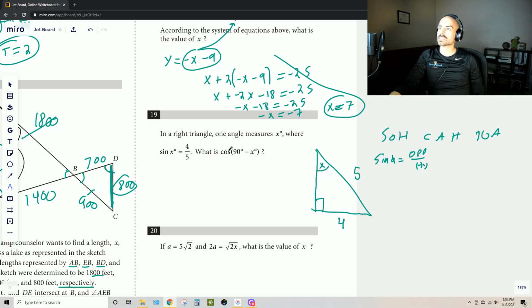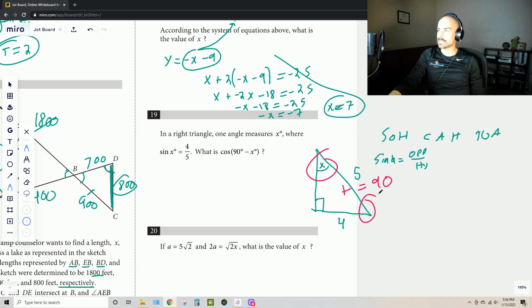So what they're asking for, what is the cosine of 90 minus x? That's fancy for, well, if this is 90 degrees and this is x, what you realize is that these two angles, and let me make this very clear here in a different color, this angle and this angle are going to add together to equal 90, right? So what they're really saying is, what is the cosine of this angle? That's really what they're asking.